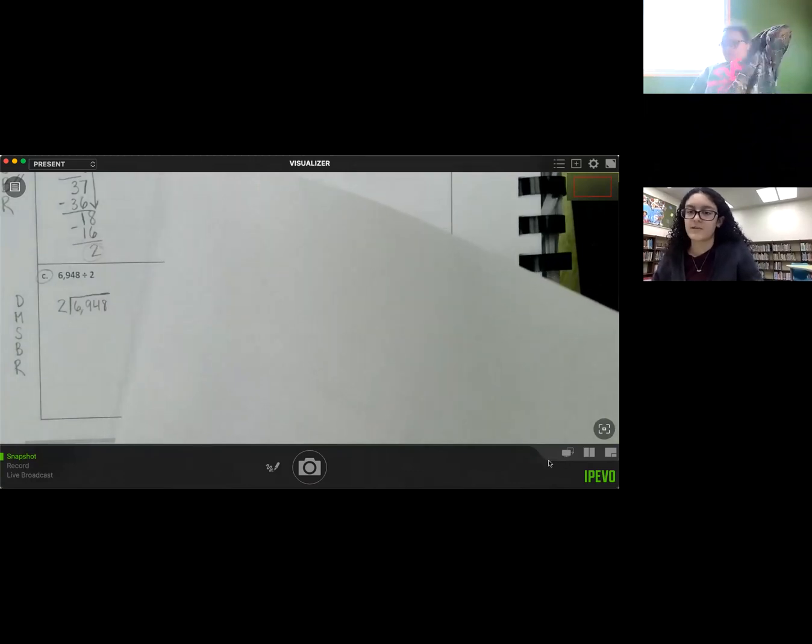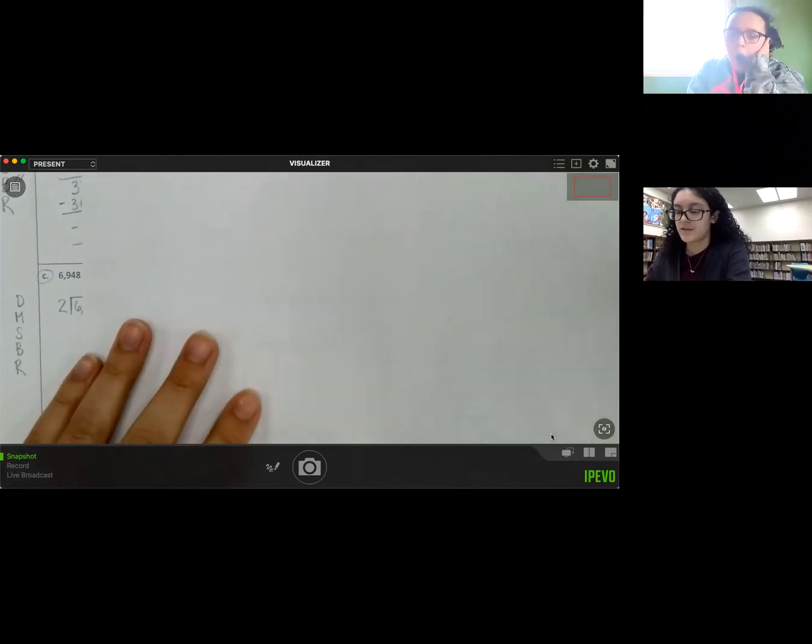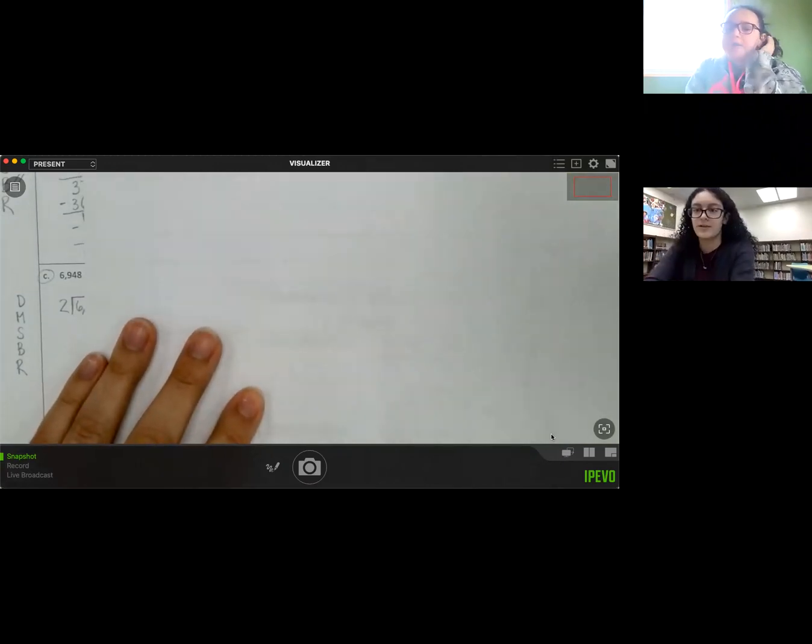We want to first start with our first place value. So what number is in our first place value here? 6. Right? So I'm going to cover up the rest of my numbers over here. We're just focusing on 6 divided by 2. So what are you thinking? What question are you asking yourself when we're doing 6 divided by 2?